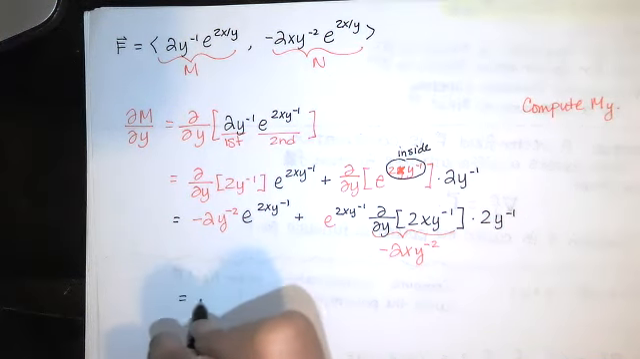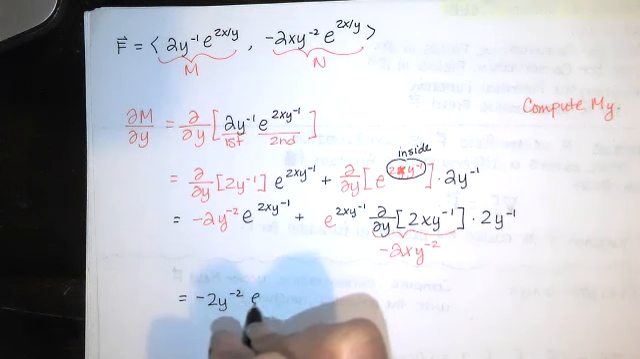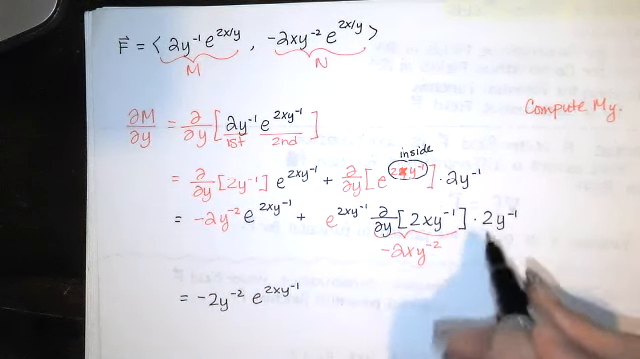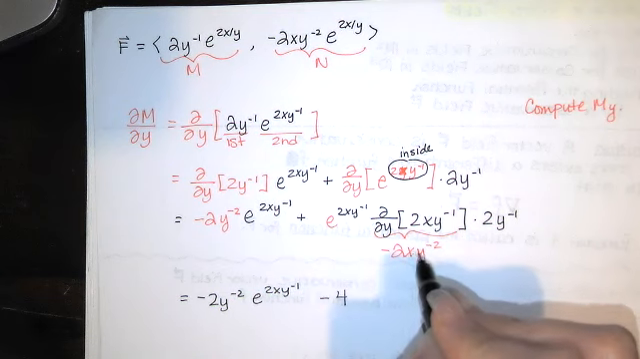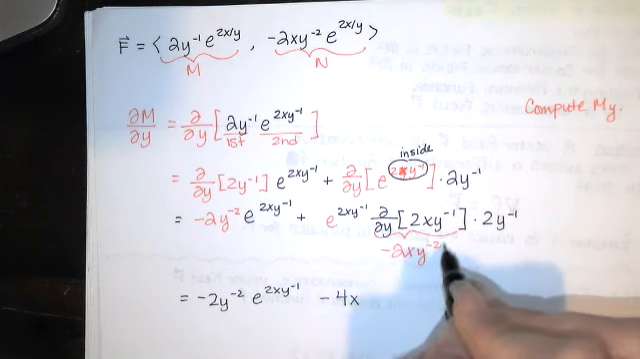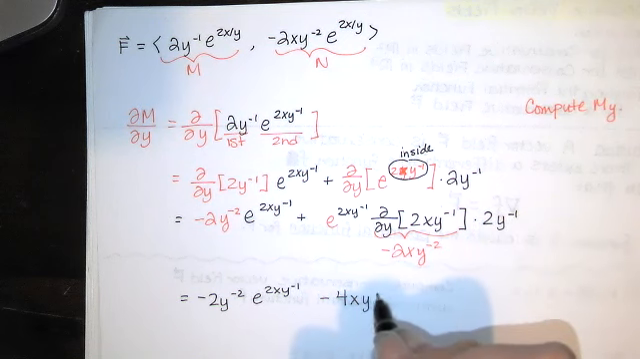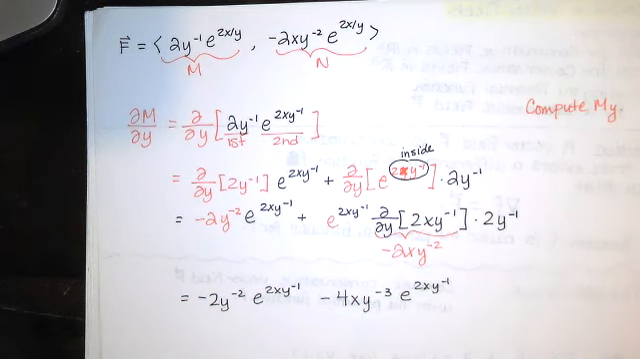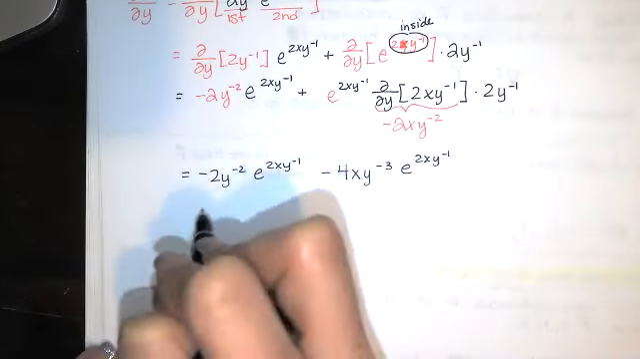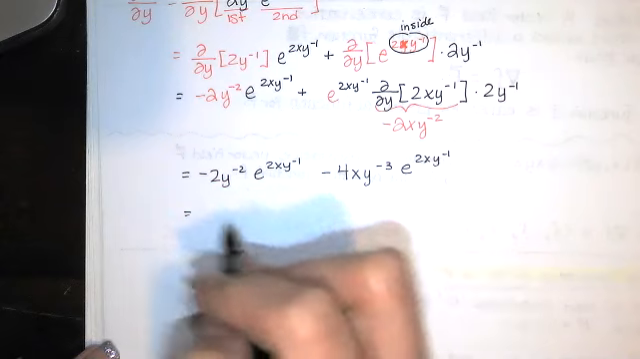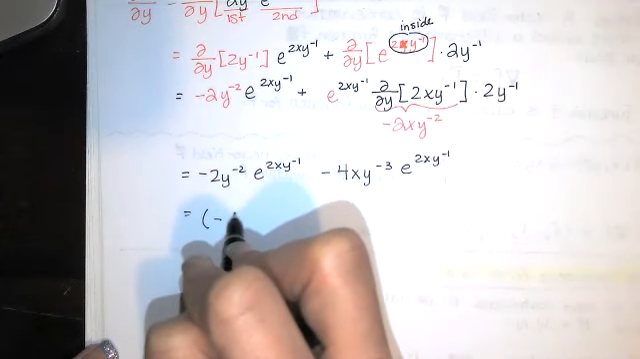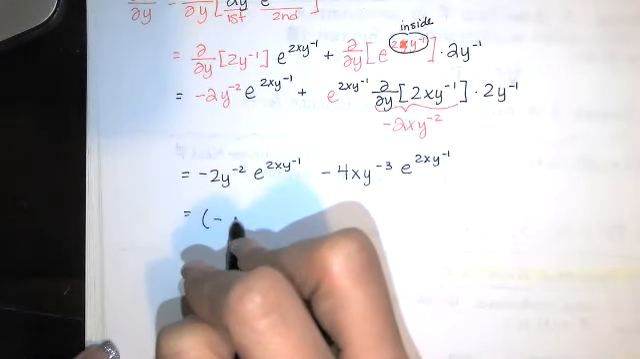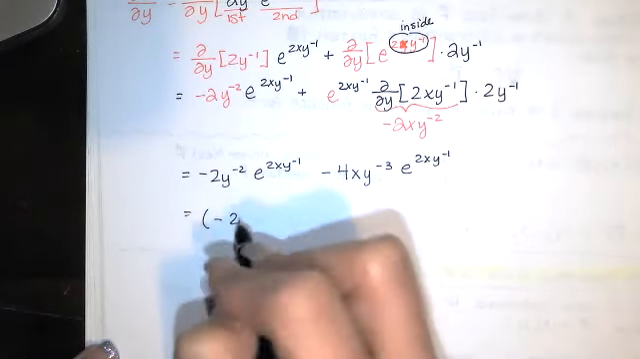Let me simplify a little bit further. I've got a -2 and a +2, so that's going to be -4, and then an x. Y to the -2 times y to the -1 is y to the -3. So we're there. And then we can factor that exponential out. You could factor out a 2 and a y to the -2 as well if you wanted to, but I think I'll leave that part alone.